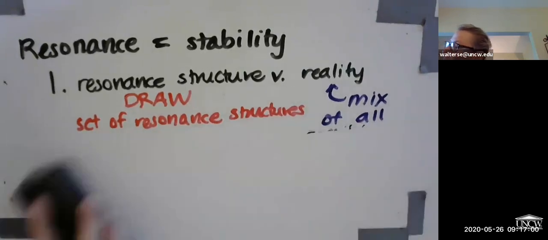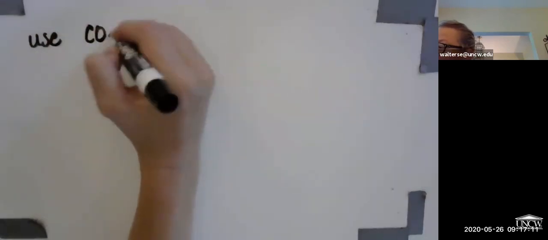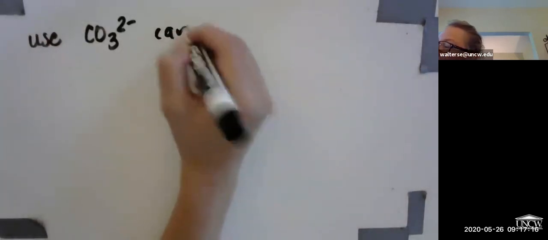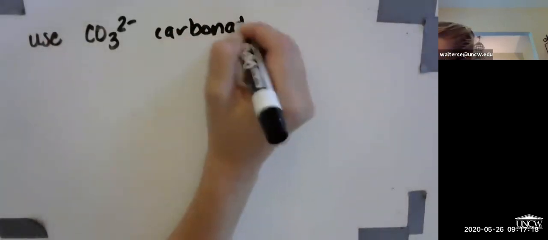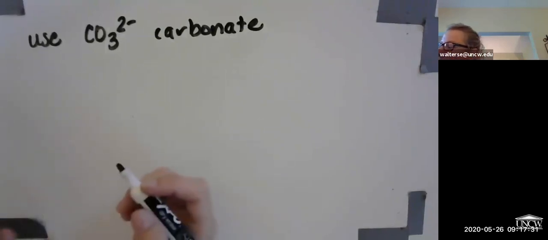So the example we're going to use is actually not an organic molecule per se, but we're going to use a polyatomic anion called carbonate. Now for some of this, you're just going to have to believe me, instead of going through the steps of drawing a Lewis structure.